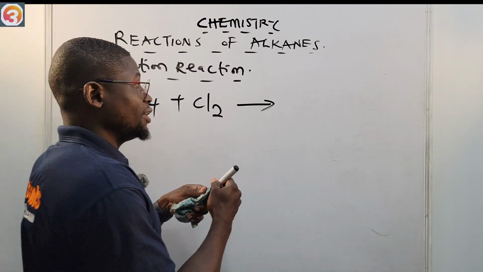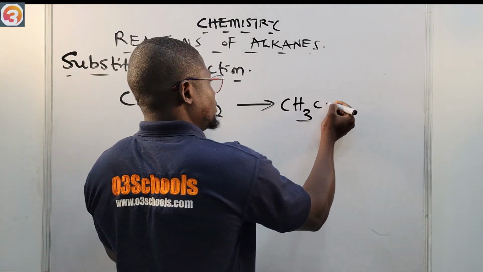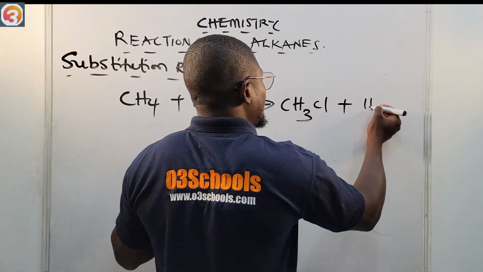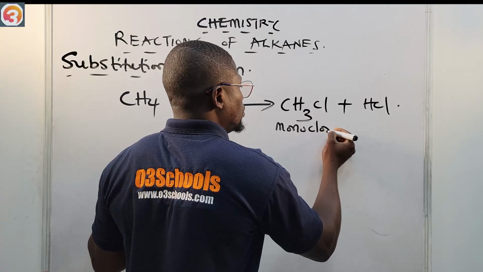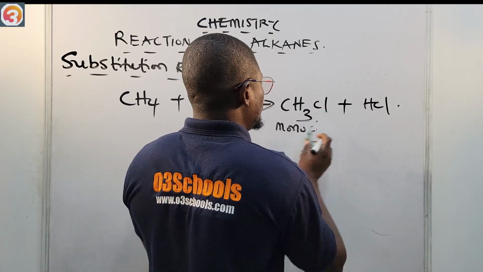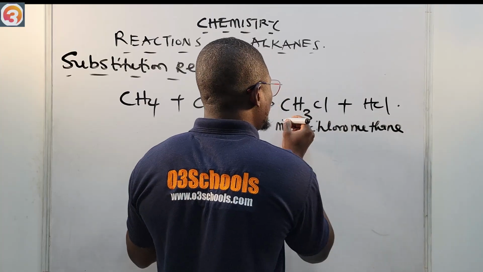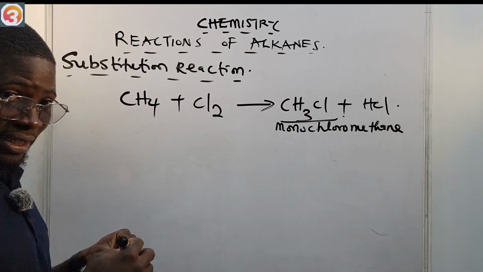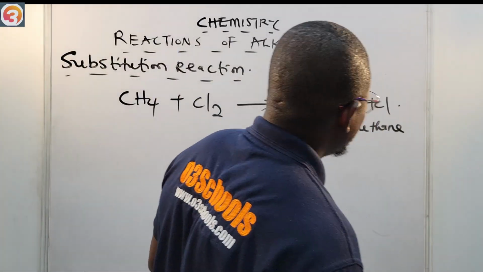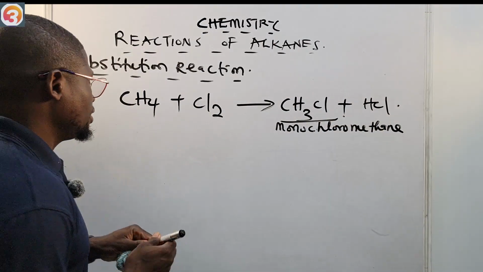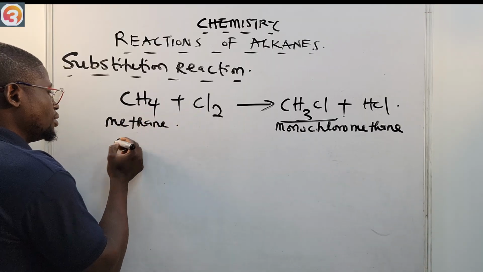So instead of CH4 here, in this product, I'm going to have CH3, then Cl, plus HCl. This one is called monochloromethane. All right, it's very clear. Then the next stage is this monochloromethane reacting with chlorine again. Remember this is methane.